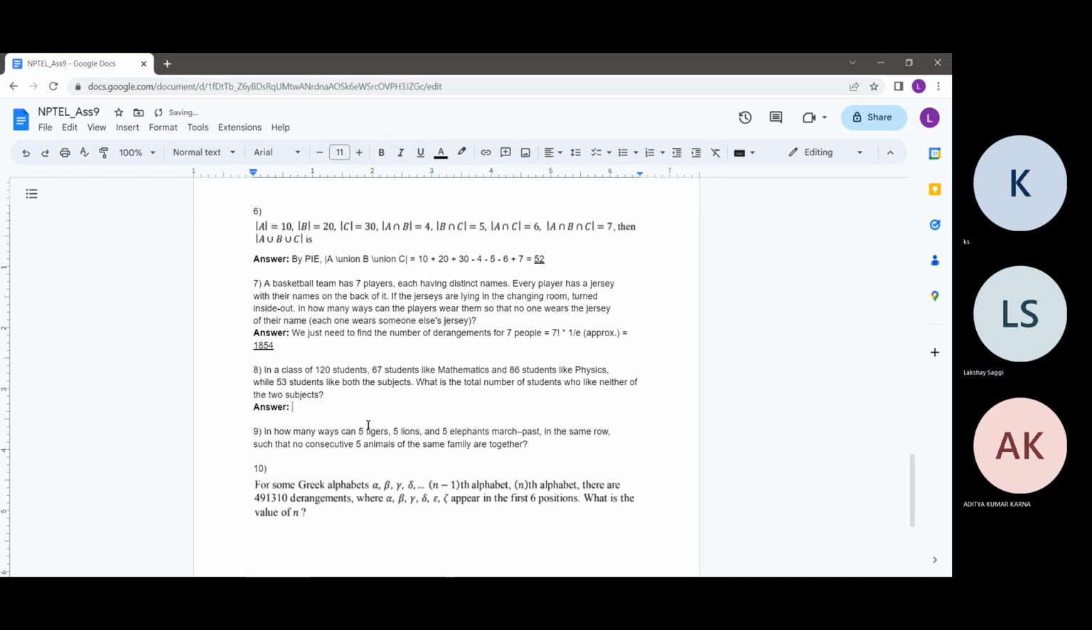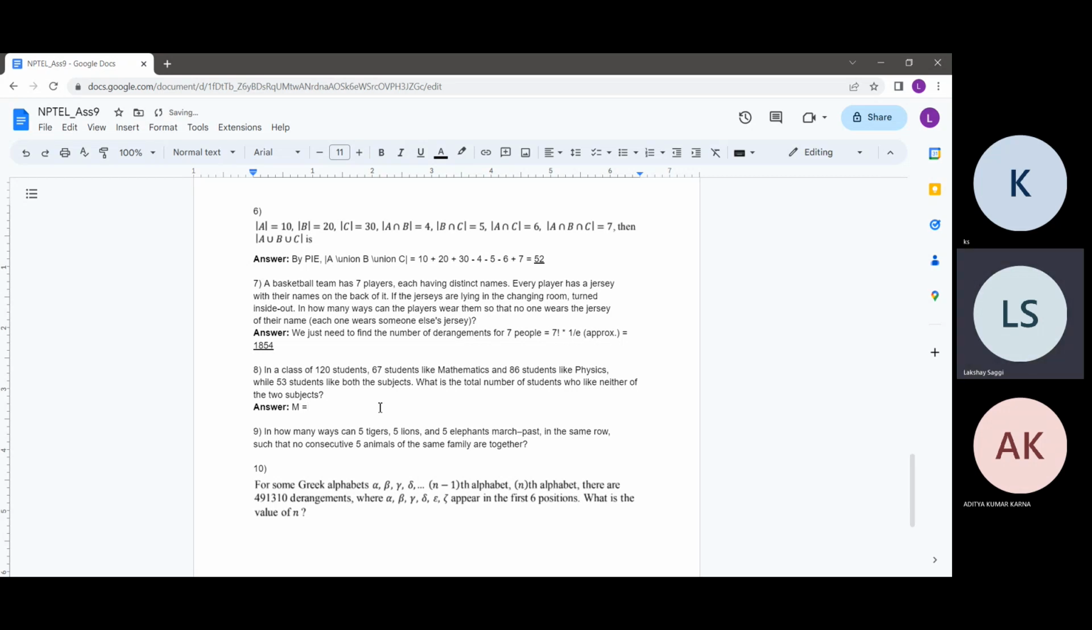Question. In a class of 120 students, 67 students like mathematics and 86 students like physics, while 53 like both the subjects. Now we need to find the total number of students who like neither of the two subjects. So this is again a straightforward set theory question. I'll just write it down.